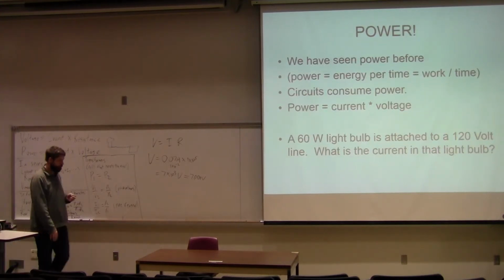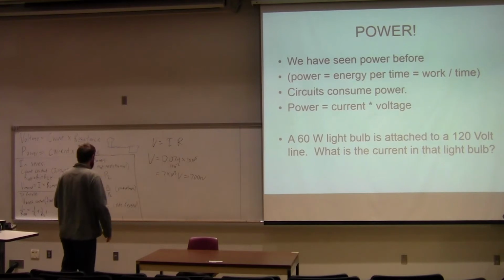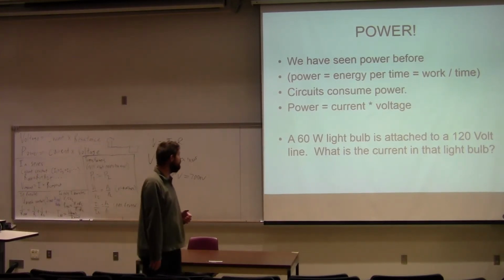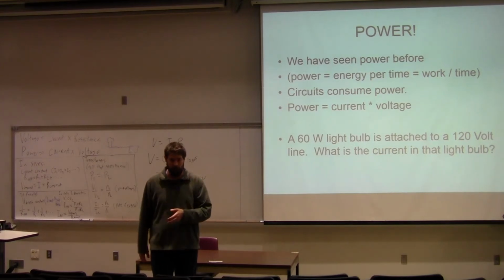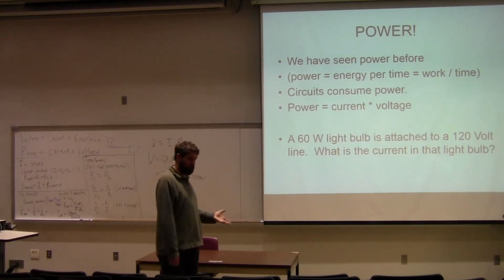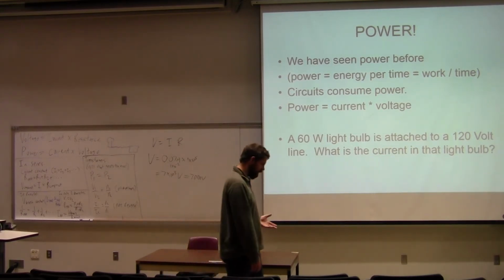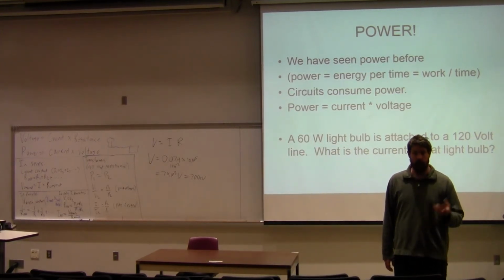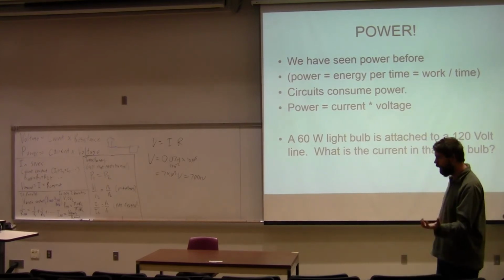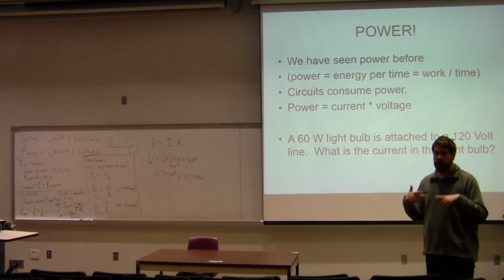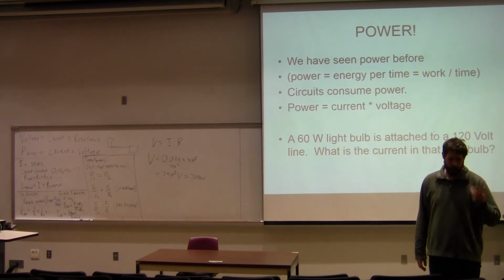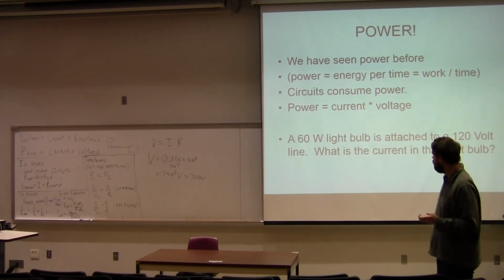Power. We saw before that power is energy per time, which is work over time, and that energy is power times time. The same is still true for circuits: the amount of energy you have to buy from the power company is equal to the power you use times the time. So if your light bulb uses 60 watts for an hour, that's 60 watt hours, or 0.06 kilowatt hours, which is going to be about 1 cent.